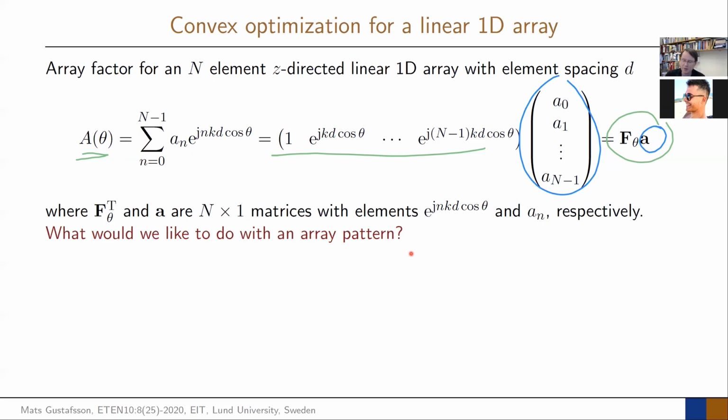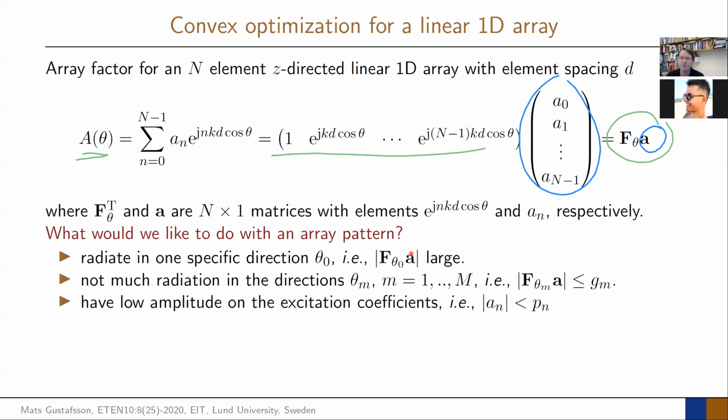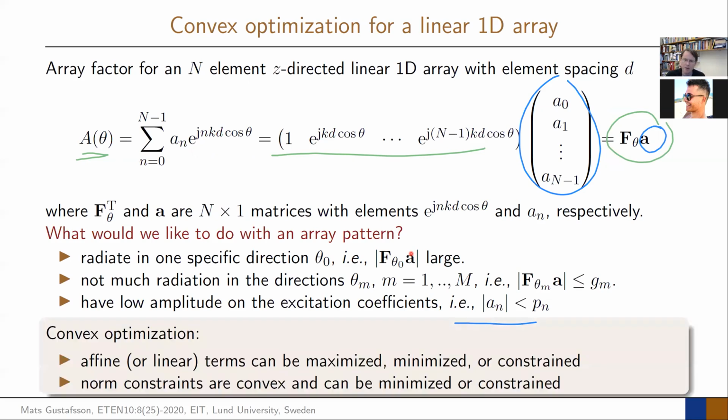So what would you like to do in these cases? As we said before, you would like to radiate in some direction, not radiate in other directions, and typically have low coefficients. That's where we started this lecture. This is what we would like to do. So how do we formulate this as an optimization problem?